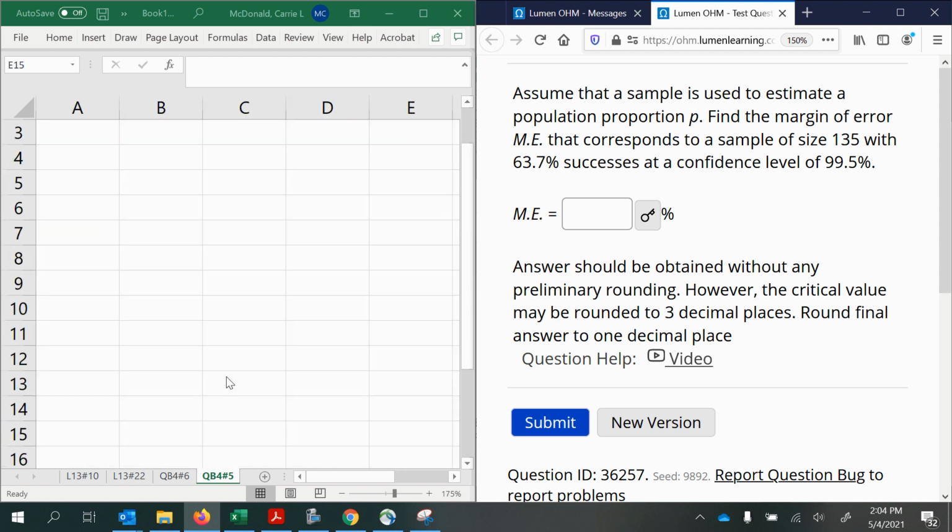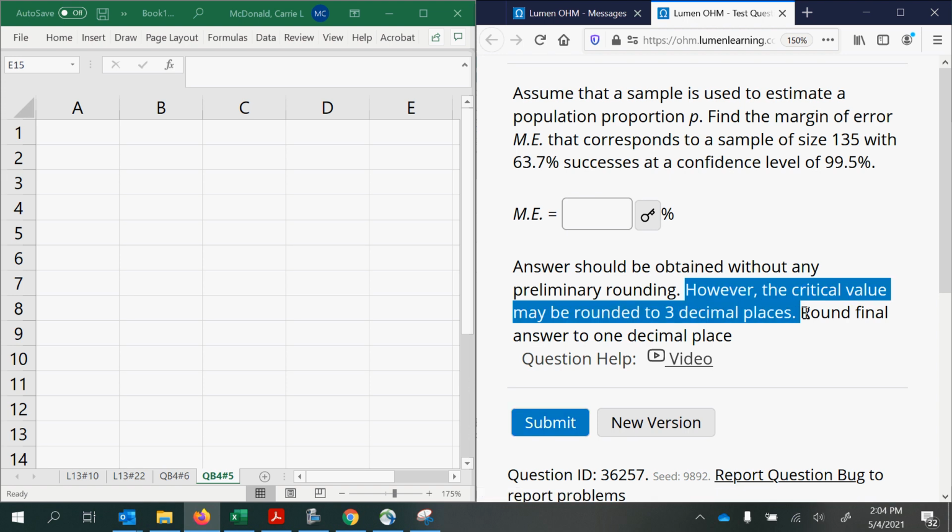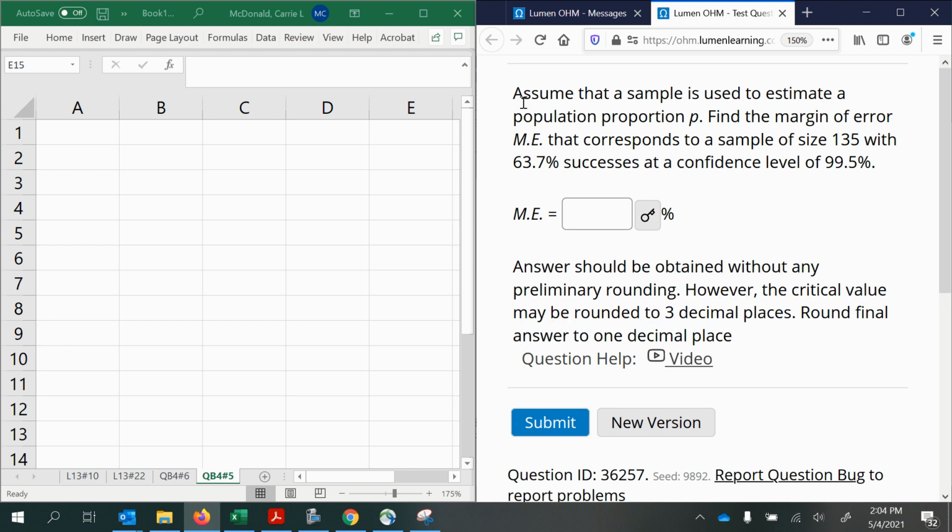All right, so the student sent this message, said they followed along with the video and they got the wrong answer. There's one thing that can cause this that I am almost certain you're going to find out is the reason. You just need to make sure to round your critical value to 3 decimal places as recommended here. So let's go through the steps and see how we do.